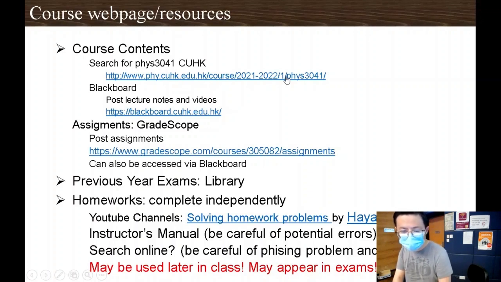Okay, for the previous CAS exams, I've already told you before, and they are already in the library. As the course goes along, you can try out some of the problems to see if you have mastered the course content. And for the homeworks, I want to stress that you have to complete them independently. You can discuss how to do it, but in the final step, each one of you has to complete it by yourself.